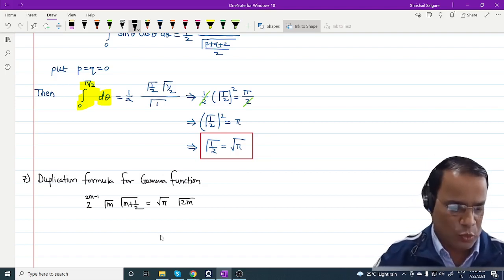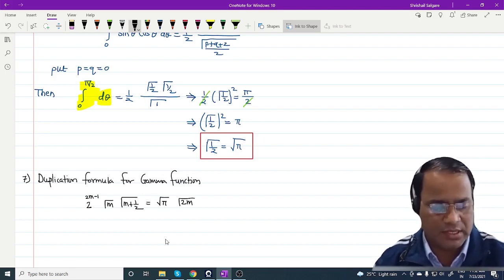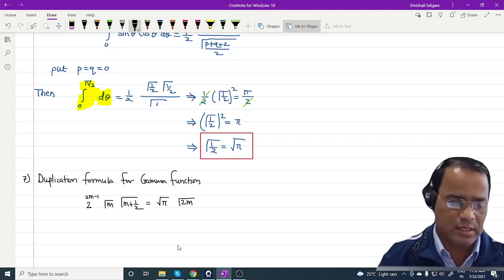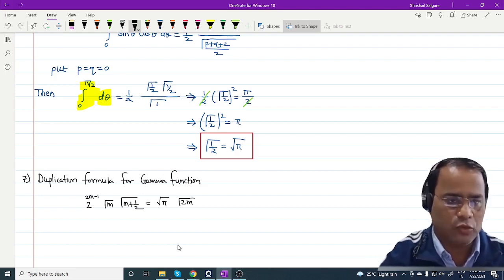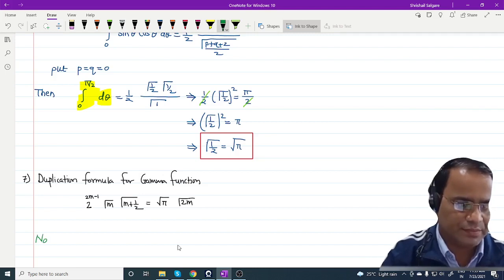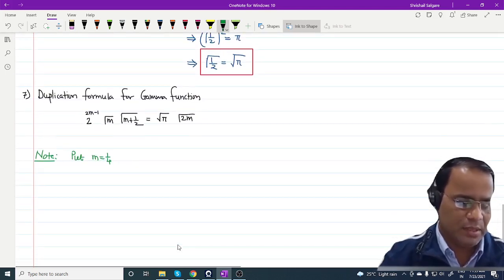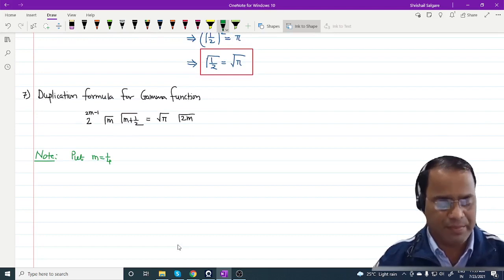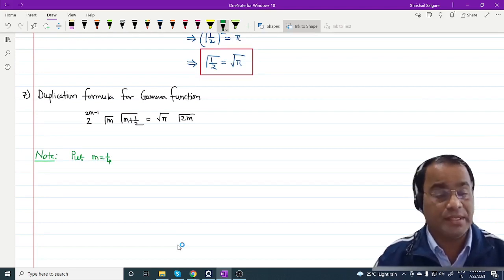The proof of this result I am not taking because it is lengthy. For examination also, that proof will not be asked. So one task I will give, and I will take a 2 minute break here. Note, in the duplication formula, put m equal to 1 by 4 and try to obtain the product of gamma 1 by 4 and gamma 3 by 4. I will take a 2 minute break and try to complete that.